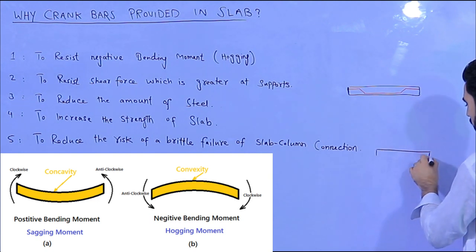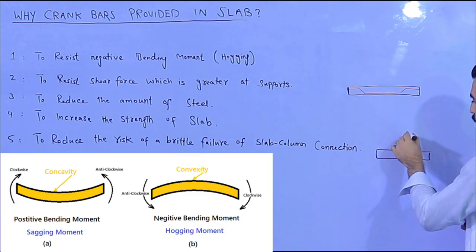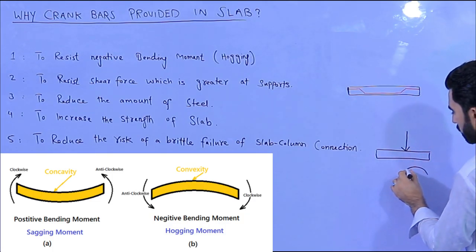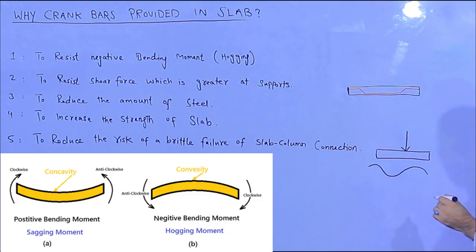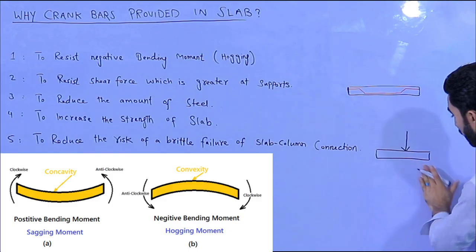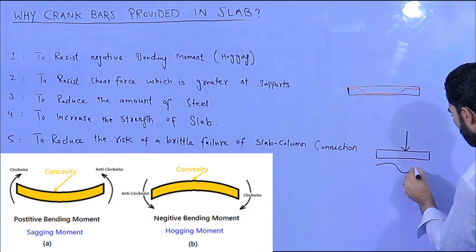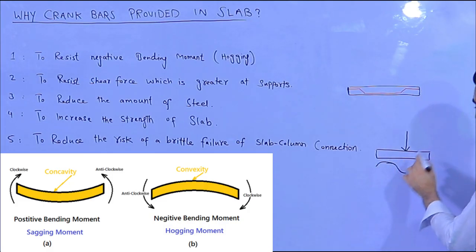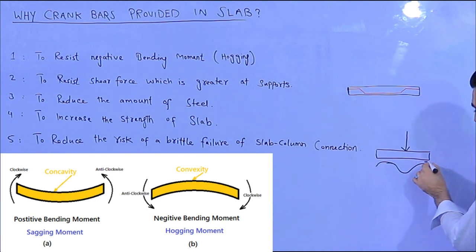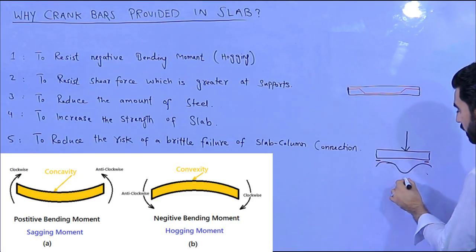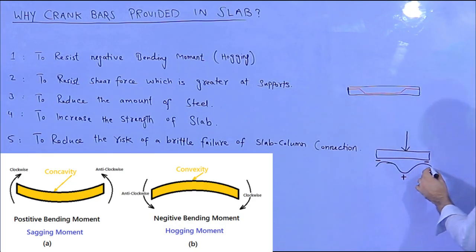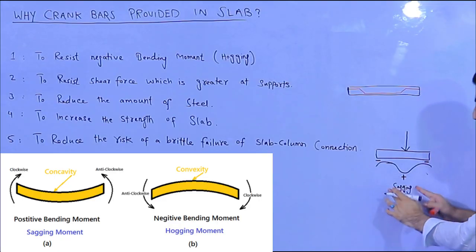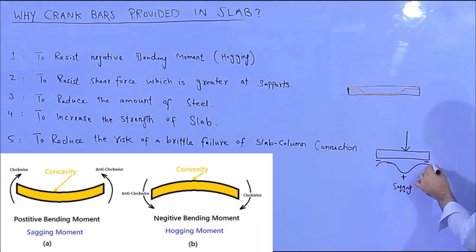this is slab. Okay, so when the load comes on the slab, it makes a shape same like this. Like this. Okay, so the diagram is not good, but same like this. Again, like this. So guys, here you can see, this is a negative bending moment. This is also negative bending moment. And this is positive bending moment. So this is called sagging. The positive bending moment makes sagging in the slab, but the negative bending moment makes hogging.